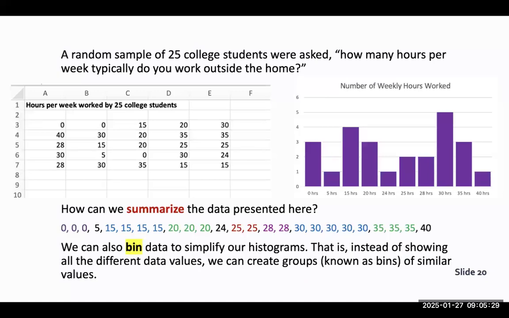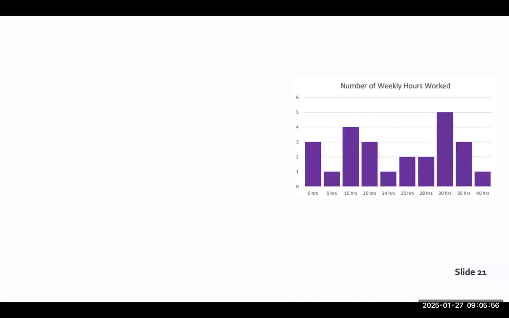Okay, let's look at that histogram again. There's a lot of bars here, and sometimes we want to simplify the histogram. We want to group similar values together so we can have fewer bars and simplify our histogram. This is called binning data. So bins are just groups of data values that are similar. So let me show you a couple ways we can bin data. So here's our histogram again.